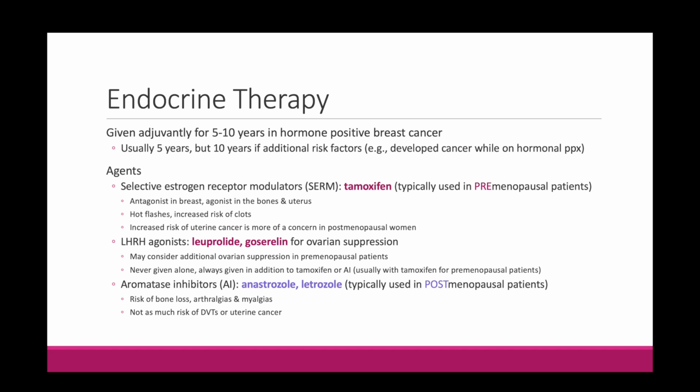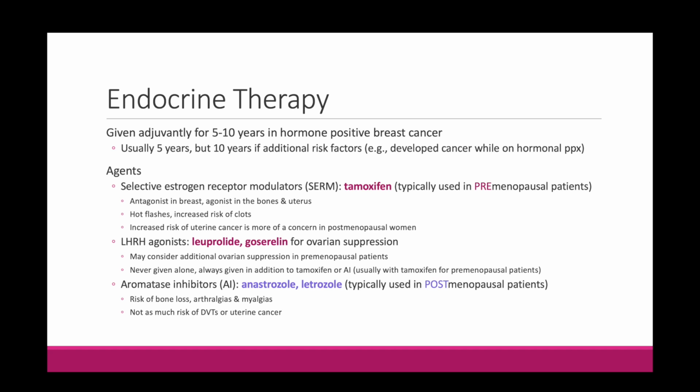Sometimes in premenopausal patients, we might consider adding LHRH agonists like leuprolide or goserelin for ovarian suppression. These are kind of an extra endocrine regulation, and we might just consider adding them to therapy like tamoxifen, but they're never given alone. They're always given as a supplement for ovarian suppression.